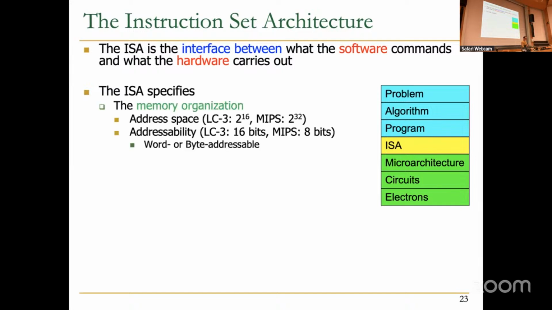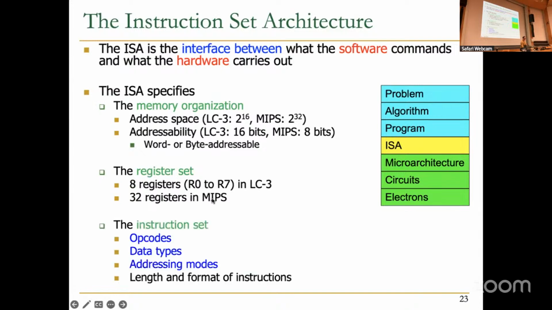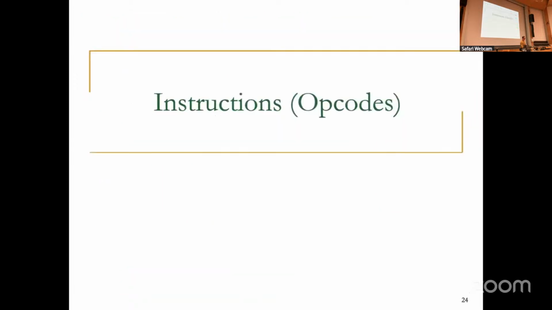It specifies many things. As you will see, it's actually more than that, but at the basic level, it specifies a memory organization, which we have seen. It specifies the address space, addressability, whether you're word or byte addressable, for example, and we've seen examples of this. It specifies how many registers you have near the ALUs. In LC3, it's 8. In MIPS, it's 32. And we've seen that also. And then it specifies the set of instructions. And the set of instructions are defined by multiple things: opcodes, data types, and addressing modes. And also on top of this, length and format and encoding of instructions. And you've seen all of these in some way. Now let's talk a little bit more about them.